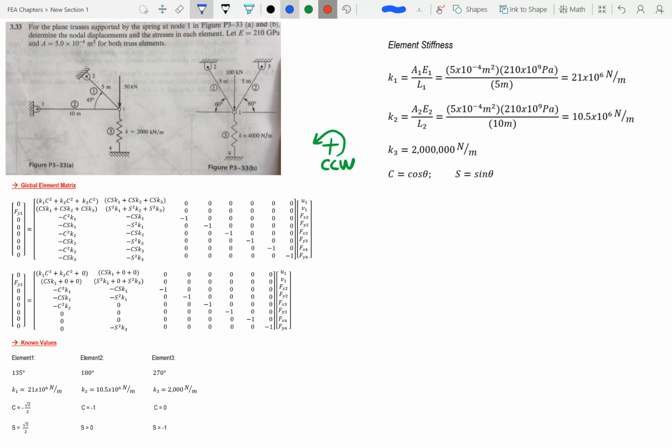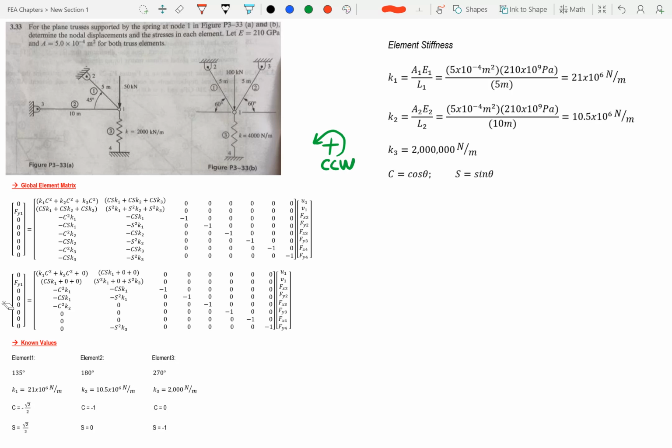So here's how this works. We're going to start with element 1. Element 1 is represented here. First thing you want to do is draw a line through it, and then we're going to find the angle here. You can see that element 1 is 135 degrees.